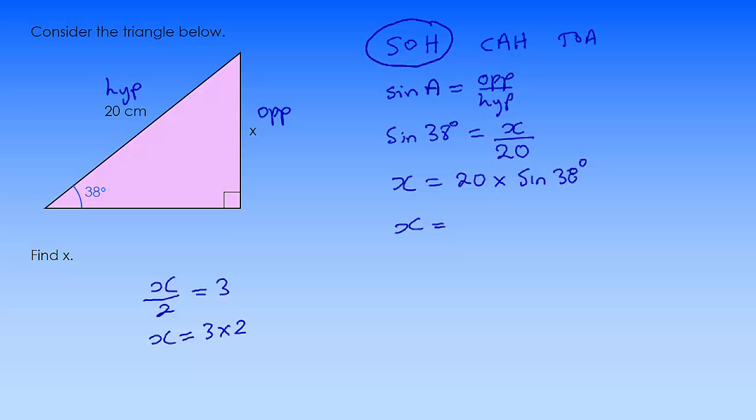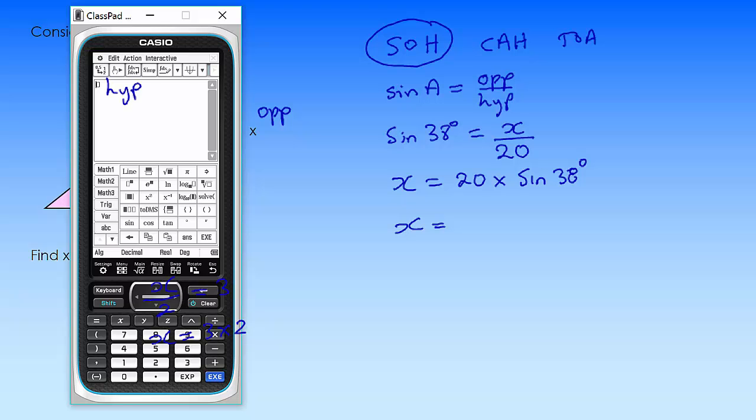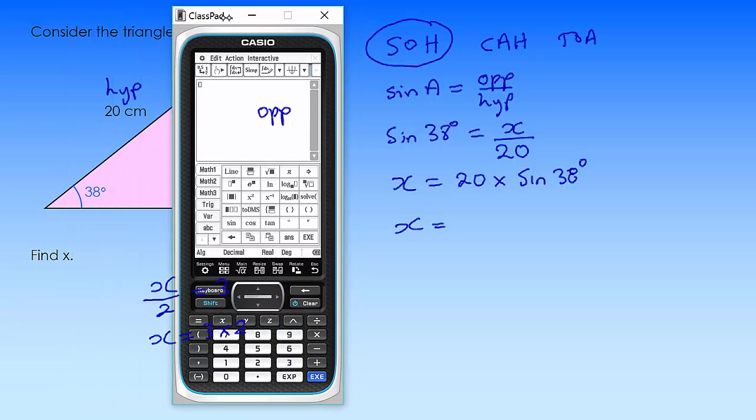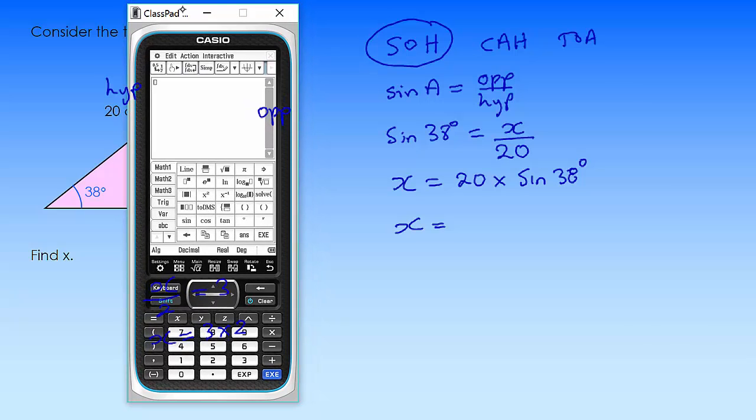Now I don't have the scientific calculator to hand. So what I'm going to do is use my ClassPad, but the idea is exactly the same. So I'm going to do 20 multiplied by sine 38, and that gives me this as the answer. So I'm going to give it as 12.31. The units here would be centimetres, and that's given to 2 decimal places.